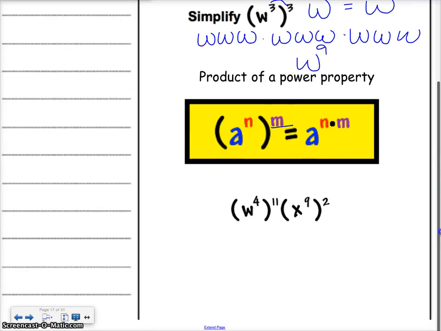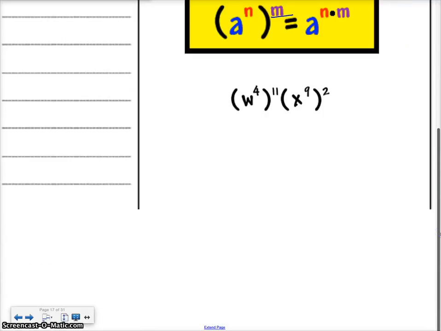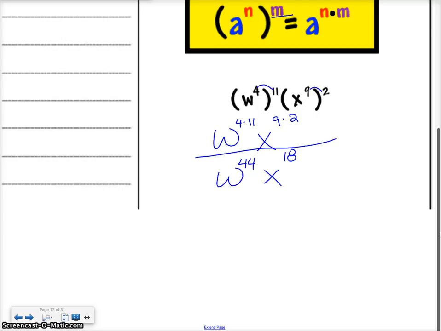Okay? So this next exponential expression looks like I need to distribute that exponent of 11. Do you see that? And what else do I need to distribute? The 2. But only to the parentheses it's sticking to. So this is w to the 4 times 11, x to the 9 times 2. w to the 44, x to the 18. And I don't need to do anything else because I don't have any zeros and I don't have any negative exponents.